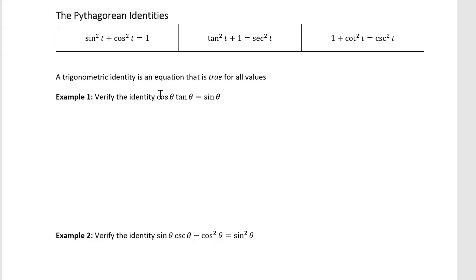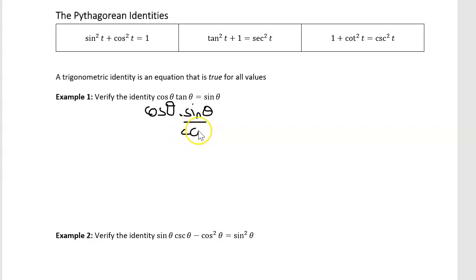And the way we're going to do this is we're going to pick what we deem is the more complex side, and we're going to do our best to simplify that expression until it's equal to the expression on the right. So in this case, we've got cosine, which doesn't really simplify, and we've got tangent, which we can rewrite as sine over cosine. Now, when you're verifying an identity, the structure is really important.